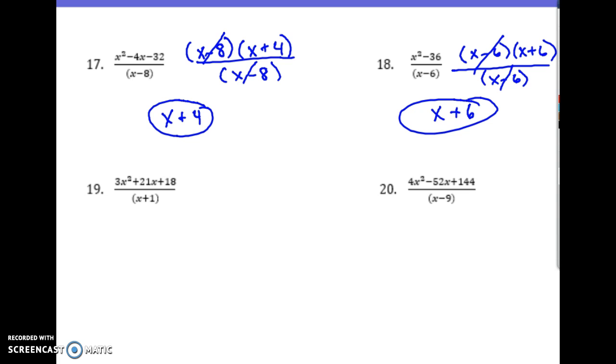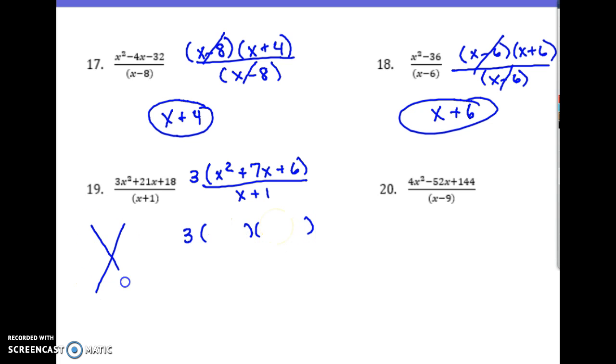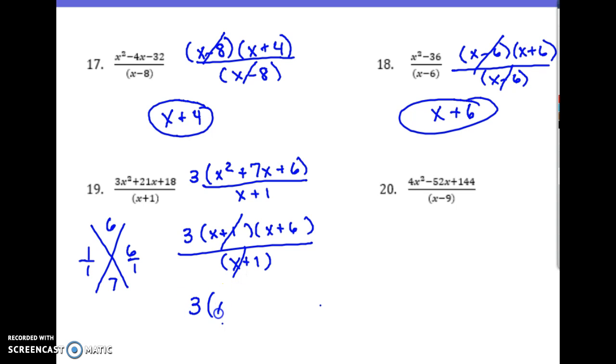Okay, number 19, if I factor out a 3 for starters, because the greatest common factor is 3, I'm left with x squared plus 7x plus 6 divided by x plus 1. I then can take that trinomial and factor it into two binomials by doing the x if I need to. I'll show you again here. 6 and 7. I could say 1 and 6, divide by the 1. Okay, so I've got x plus 1, and then I've got x plus 6. Since we're dividing by x plus 1, we can cancel out those x plus 1. So my answer is actually 3 times x plus 6.